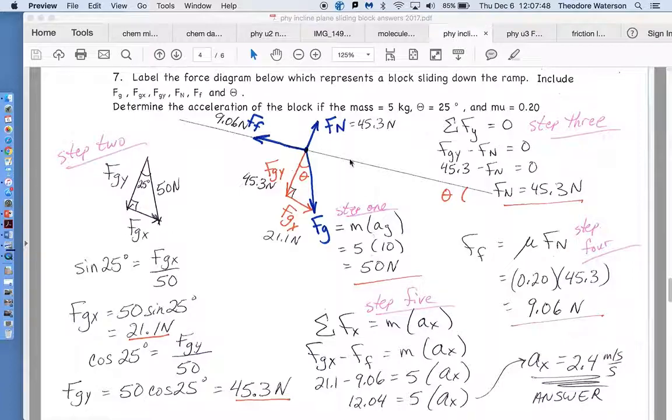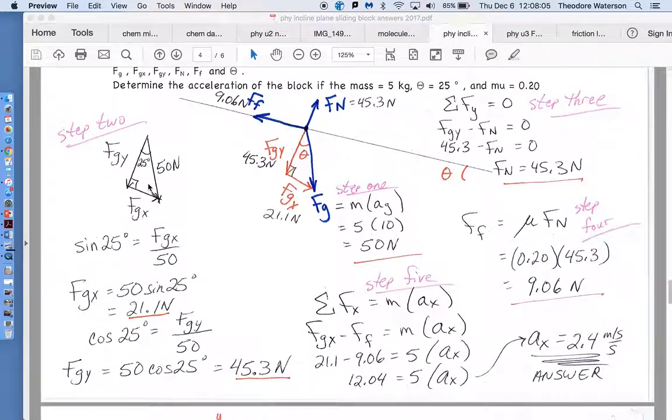Given that triangle, all right, so here's my triangle. So the weight is your hypotenuse. I don't know if you see that in the way this triangle is drawn. That 50 newtons is your hypotenuse. So step 2, we can use sine, which would be opposite over hypotenuse. That gives us FGX. Adjacent over hypotenuse gives us FGY.